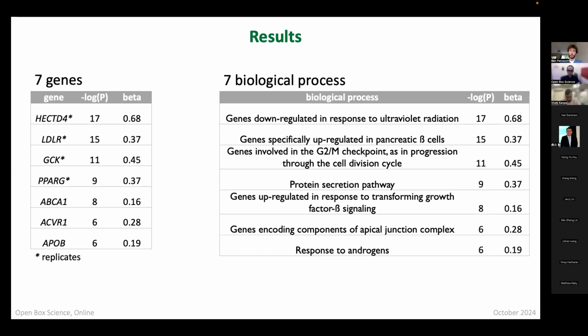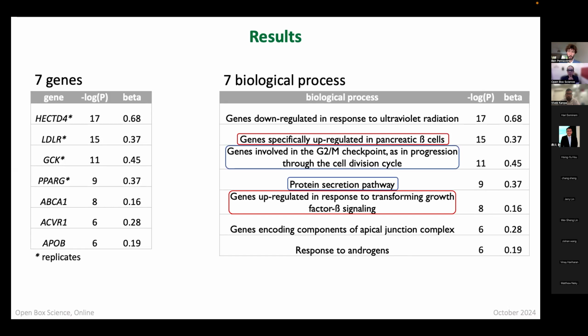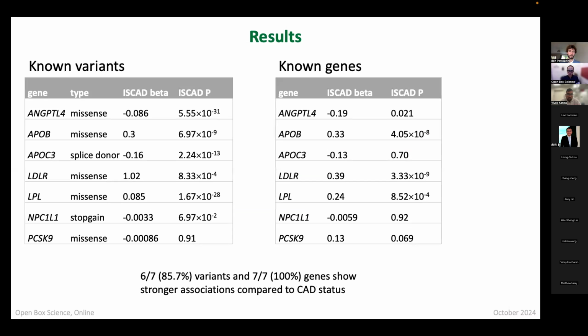So interesting results. And onto the biological processes, out of the 50 processes that we tested, 7 came up as significant. Some of them are well known for CAD, such as pancreatic beta cell function and transforming growth factor beta signaling. But also there are other ones that haven't been described for a role in CAD before and are pretty interesting, such as protein secretion pathways and the progression throughout the cell division cycle.